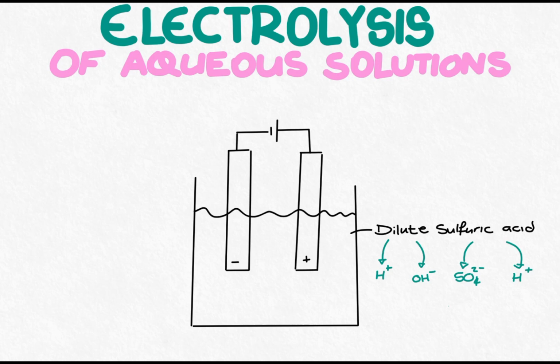At my cathode, which is my negative electrode, hydrogen ions will be attracted. This is because it is the only positive ion present in my dilute sulfuric acid. Then at the positive electrode, or my anode, hydroxide ions will be attracted to this electrode. This will then form oxygen gas and water, and this is because it's a dilute solution. Remember, if this was a concentrated solution, then sulfate would have formed.